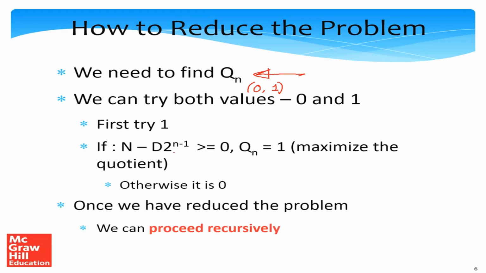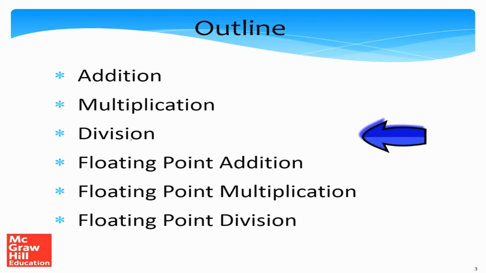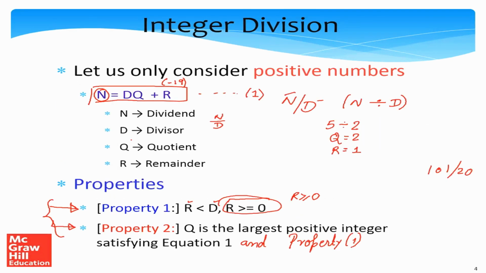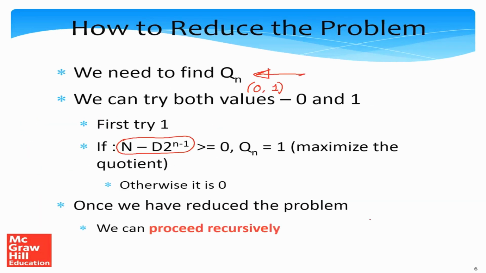So we need to compute this, and since we have to maximize our quotient, why do we need to maximize our quotient? It is property number 2, that we want to maximize the largest positive integer, right? So since we want to maximize our quotient, we would try to set Qn is equal to 1 if the new dividend is still positive, right? So if N minus D times 2 to the power n minus 1 is still greater than or equal to 0, then it means that the nth bit of the quotient can be set to 1, and we, in a sense, will maximize the quotient, right?